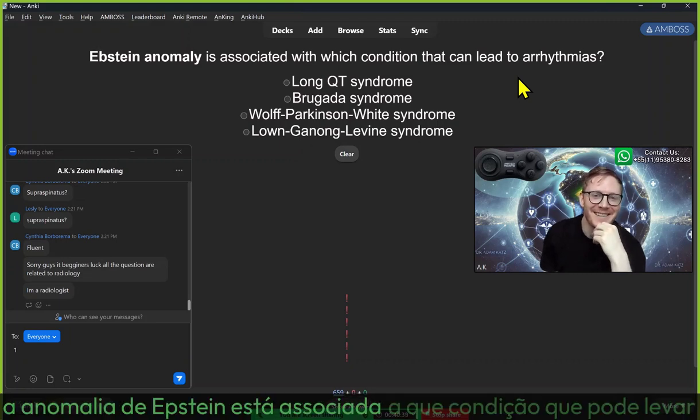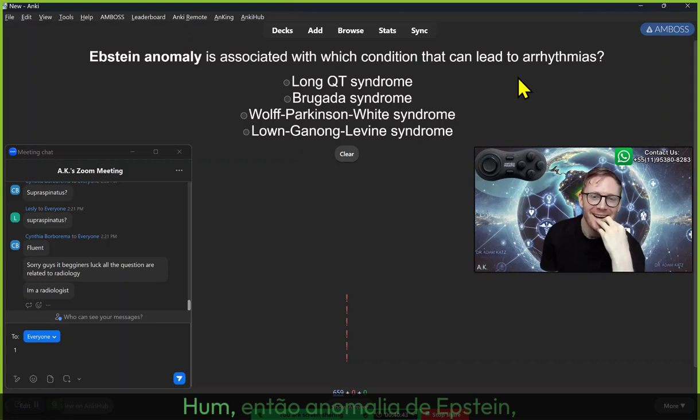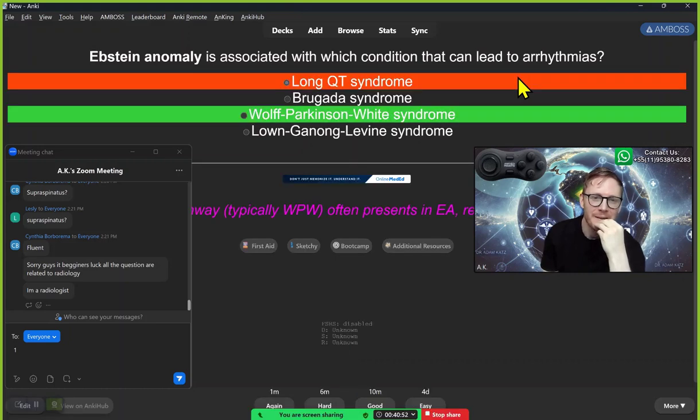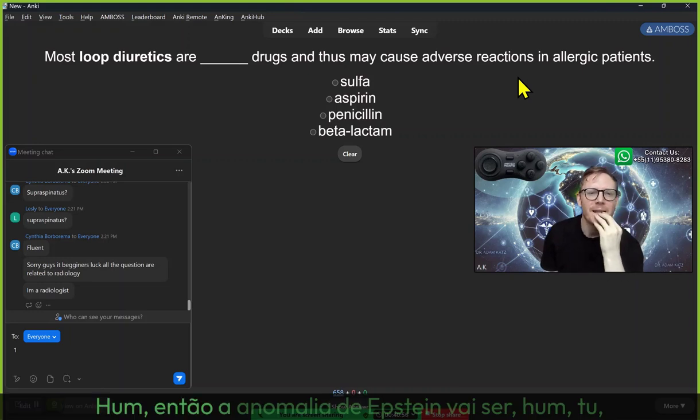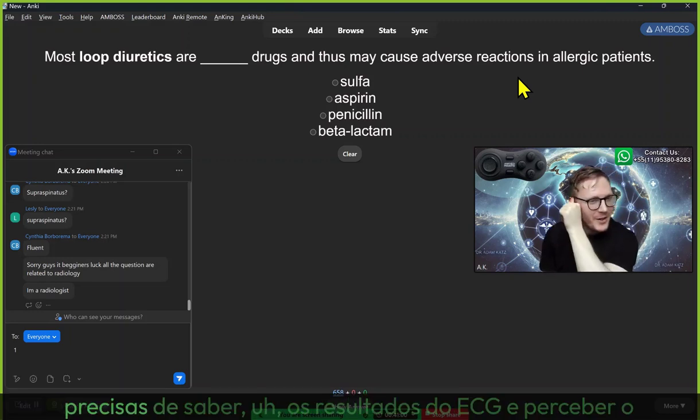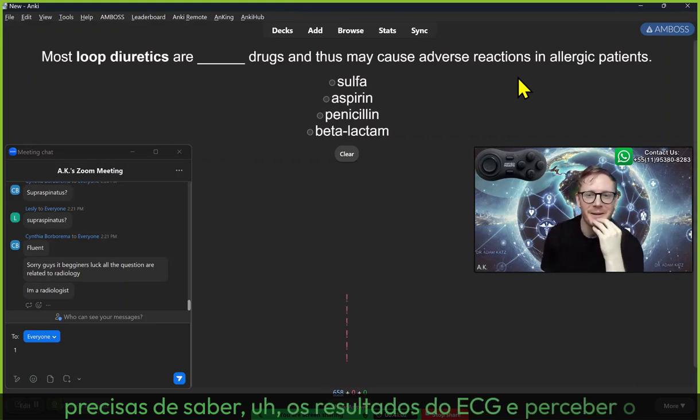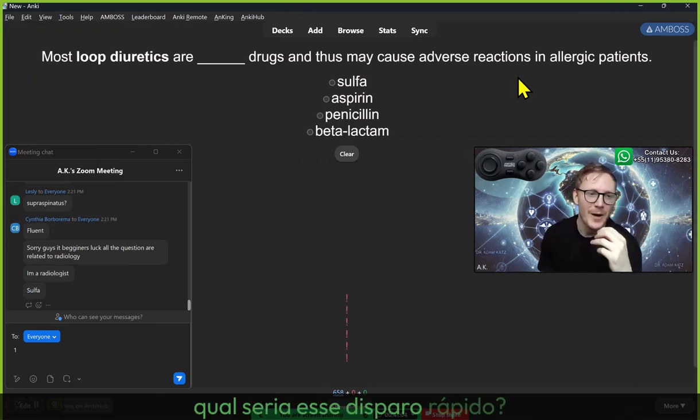Ebstein anomaly is associated with which condition that can lead to arrhythmias? Are you guys aware of this one? Long QT, right? No, it's Wolff-Parkinson-White. Sorry, what am I saying? Delta wave, right? So Ebstein anomaly, you need to know ECG findings and understand the pathway, which I can't really teach this rapid-fire way.